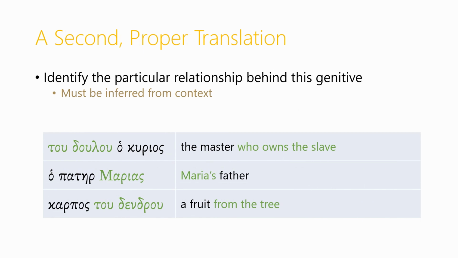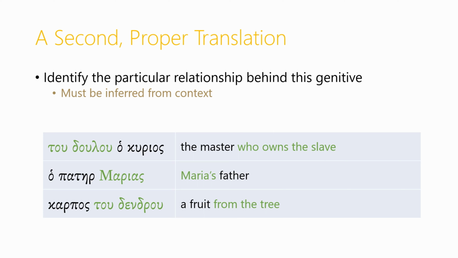After we take a first approach, put the genitive noun in front of the lead noun in English, then we have to make a second proper translation once we've identified the particular relationship behind this genitive. And this, again, has to be inferred from context. Ho kurios tou doulou is the master who owns the slave. There's nothing in the genitive there that tells us that the relationship is ownership.